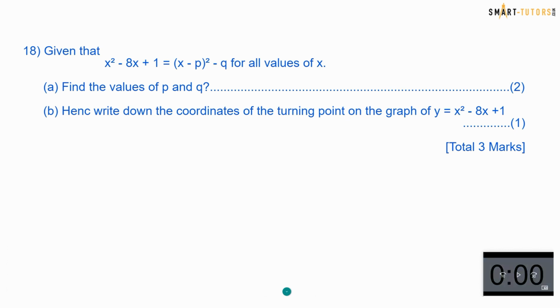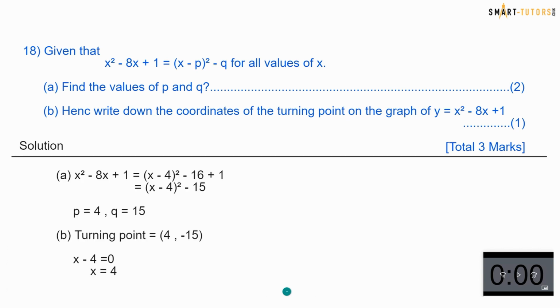That is the end of the time allocation for question number 18. Let's look at the answer and the working. So the answer for question number 18 is p equals 4 and q equals 15. This is a topic called completing the square. So x squared minus 8x plus 1 equals, half of 8 is 4, so x minus 4 whole thing squared.